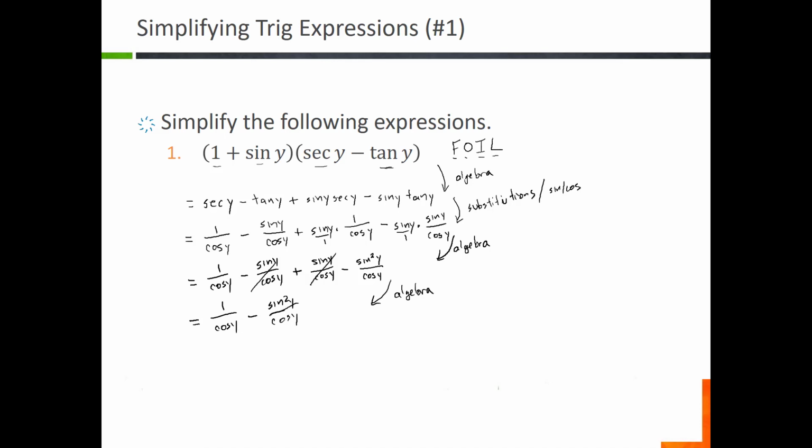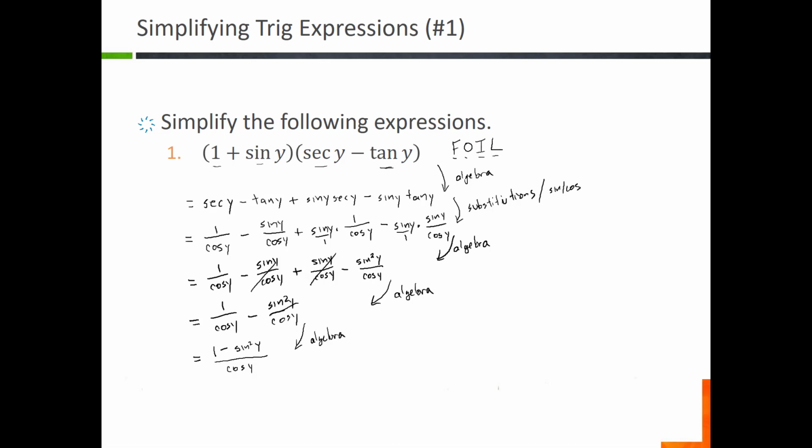Okay. Well, we have two fractions, 1 over cosine y and sine squared over cosine y. And if you notice, they both actually have the same denominator. So we could combine those together into a single fraction. So we'd have 1 minus sine squared y, and that would all be over a single cosine y. So again, just doing some algebra.